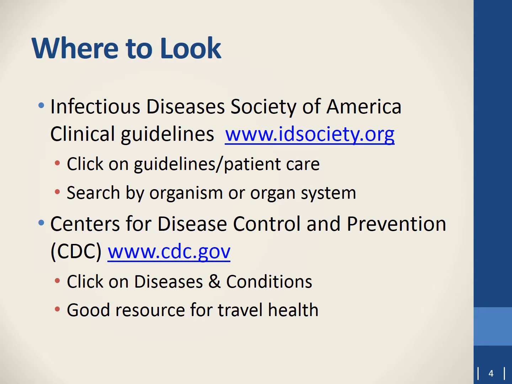So where do you look for clinical guidelines related to infections and treatment? Well, there's plenty of family practice-based guidelines and general guidelines that you can find, but two that I tend to go to with specialty focus for infectious diseases are the Infectious Diseases Society of America clinical guidelines, which are available at the website cited for you here. If you click on guidelines and patient care, you can then search by organism or organ system, and I'd encourage you to visit the website to become familiar with the types of guidelines that you can access there.